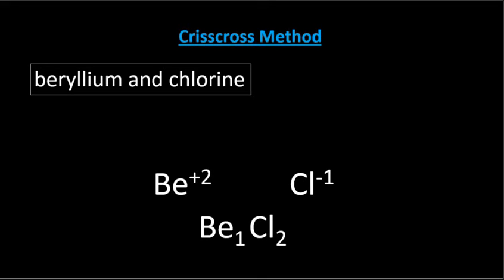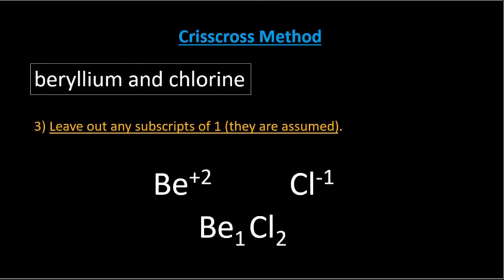Okay, now we can't just leave it like that because we get to rule number 3. Rule number 3 says leave out any subscripts of 1. They are assumed. Just like when you are doing math, if you have 1x, you don't bother to write the x. Same thing happens here. If there is no number, it is assumed that they are a 1. So your final answer for the formula for beryllium and chlorine would be BeCl2.